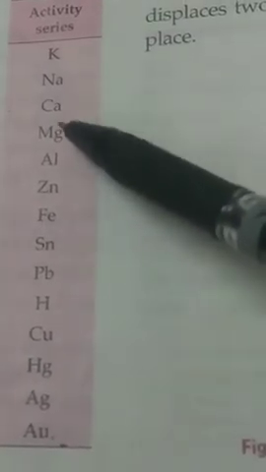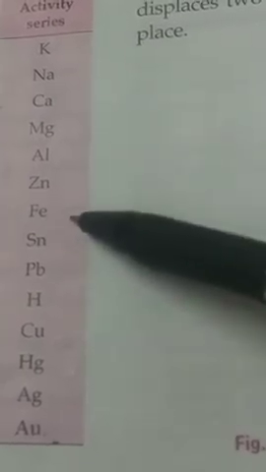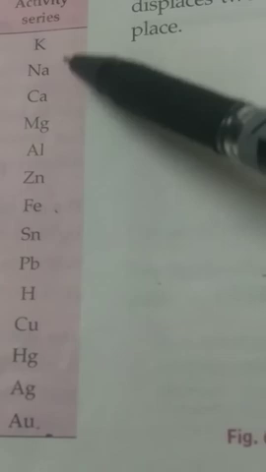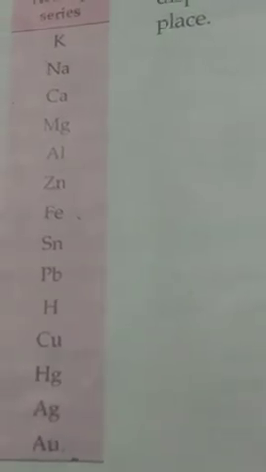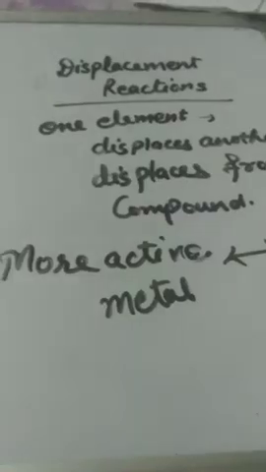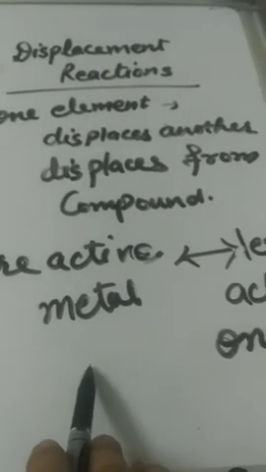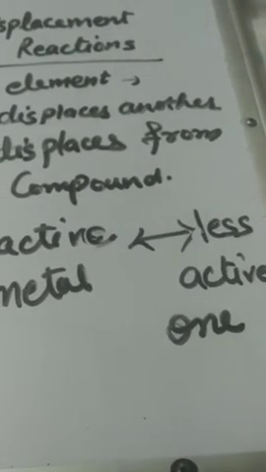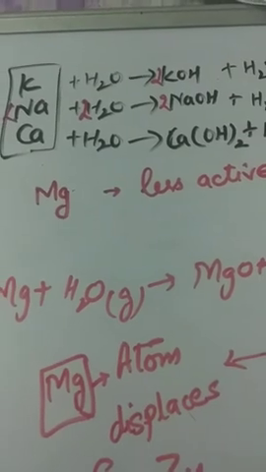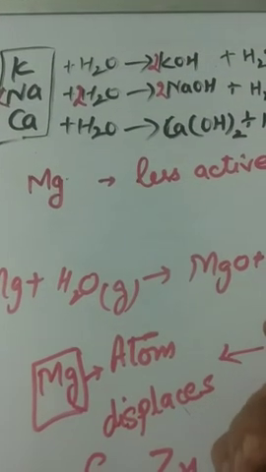Potassium, sodium, calcium, these are the active metals. Whereas iron is less active than sodium and potassium. Now we observe during a displacement reaction that a more active metal displaces a less active one from its compound. Let's discuss some examples of displacement reactions.